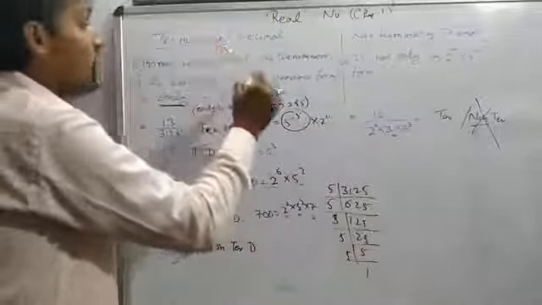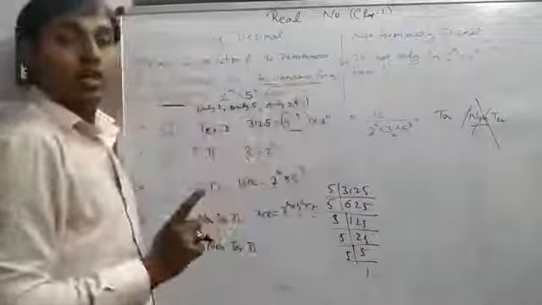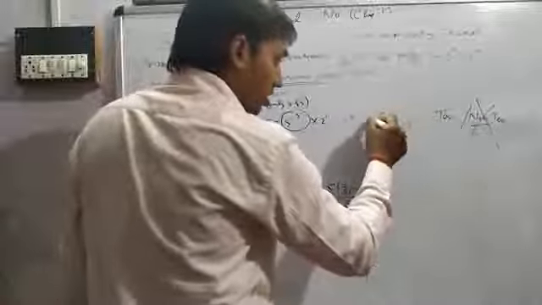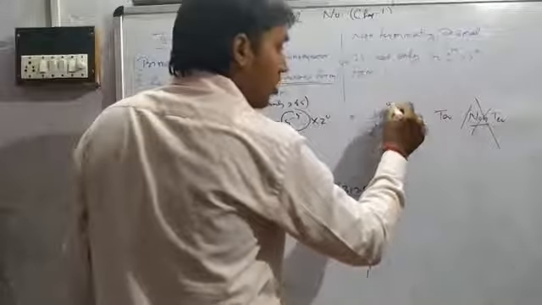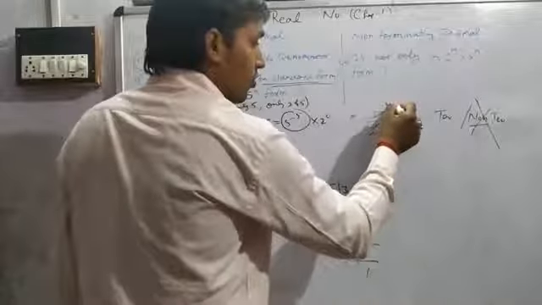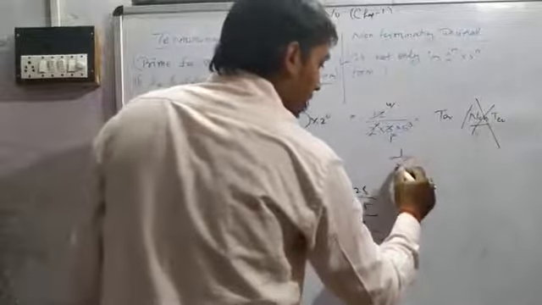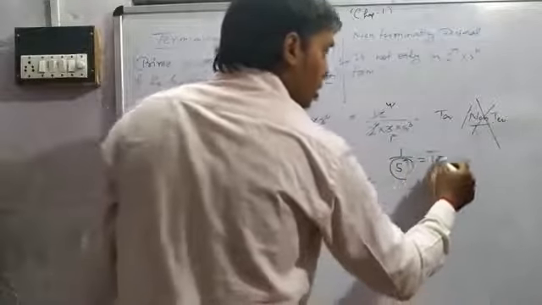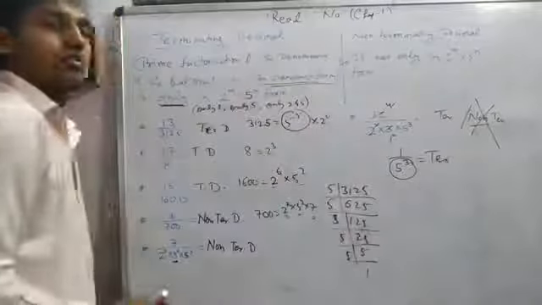So we write the standard form. It can be simplified. We can cancel 3 and 4, 4. We only get 1 upon 5 to the power 3. 1 upon 5 to the power 3 means a terminating decimal. Clear?